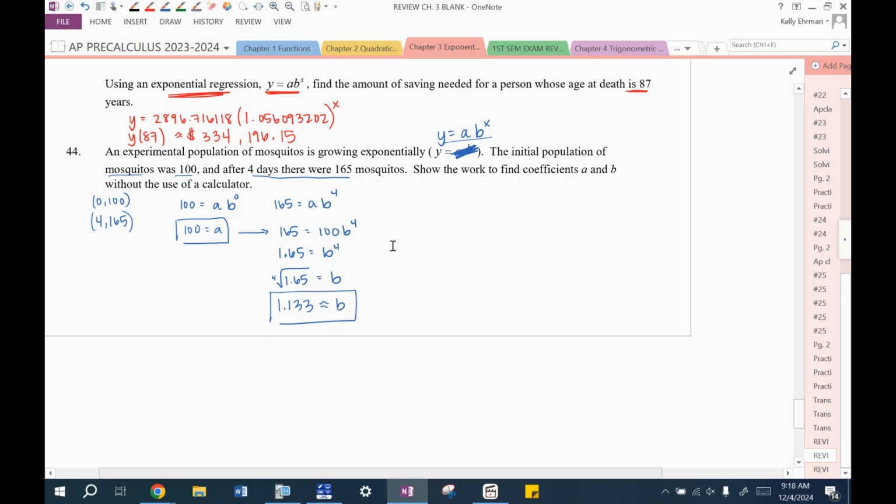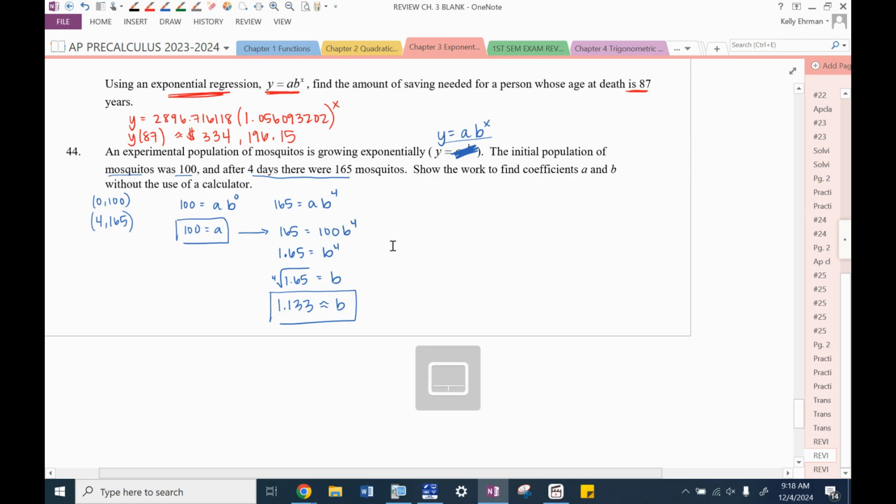All right, that finishes up the calculator part. So again, you can either solve by graphing or solve using log base in your calculator. That part is just your own preference. You should have time to do either of the two.